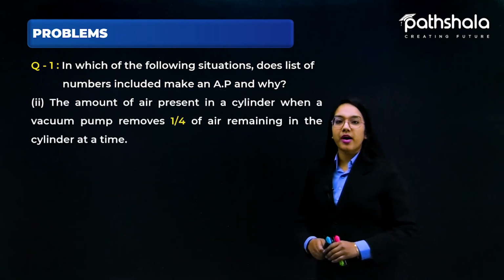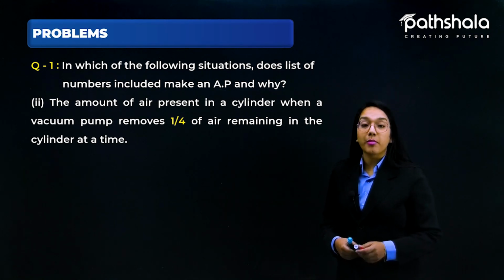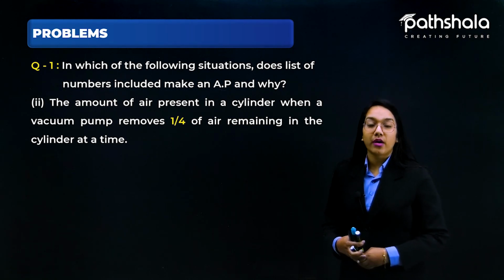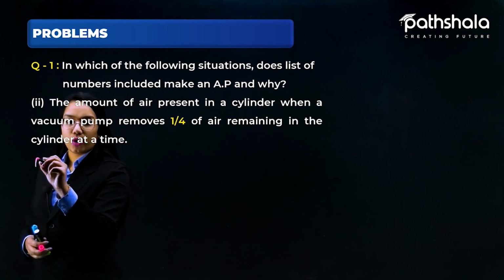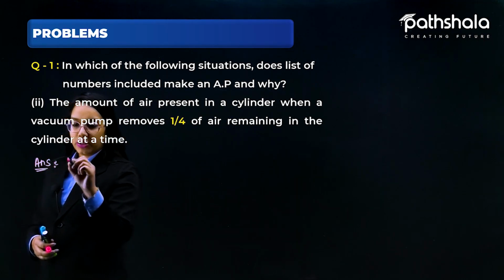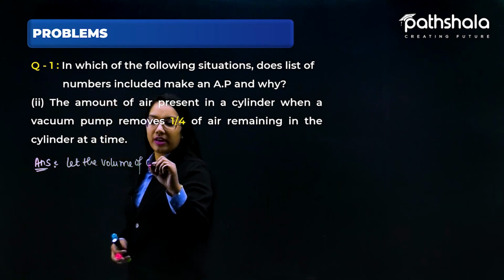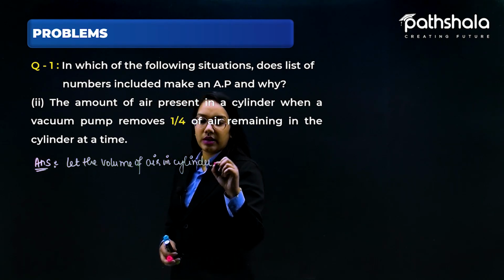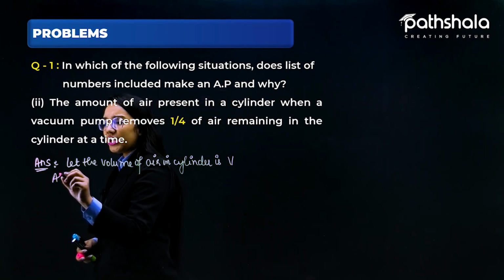The second part is the amount of air present in a cylinder when a vacuum pump removes 1/4 of the air remaining in the cylinder at a time. We have to see whether the list of numbers in this situation forms an AP or not. So let's start with it. First of all, we start with the volume of the air in a cylinder. Let the volume of air in the cylinder be V.